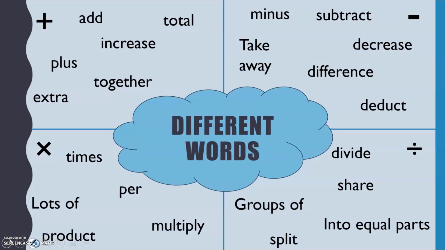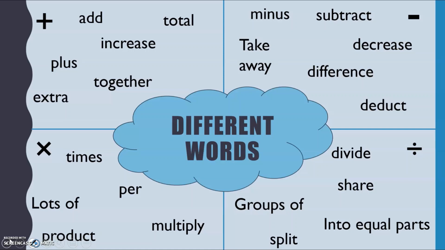So we've spoken about multiplying and dividing before, but here I've got different words that can tell us which of our four main operations we might be needing in a question. So in our top left corner then we've got add, and other words for that can be total, increase, plus, together, extra. So any of those words usually means that we need to add our numbers up to get our answer.